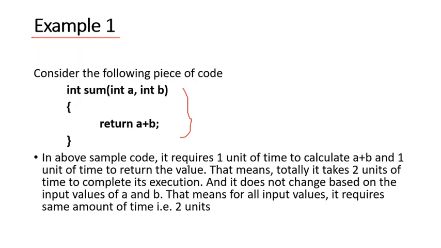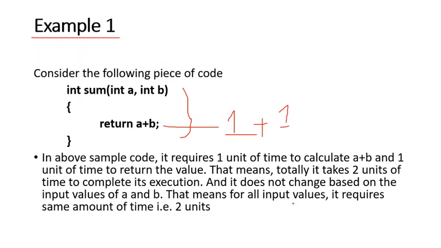In the above simple code, it requires 1 unit of time to calculate a plus b, and 1 unit of time to return the value. Calculating is 1 and returning is 1, that means total it's taking 2 units of time to complete its execution, and it does not change based on the input values of a and b.